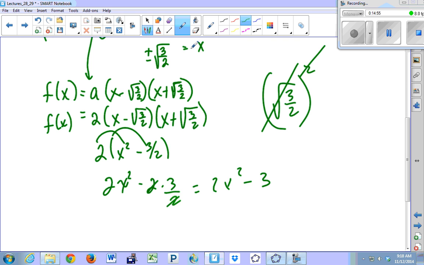So if you were starting that on your own, you might start to think, oh, this can't be because I'm getting square root of 3/2. But again, it doesn't matter what kind of number you get. It's still done the same way.